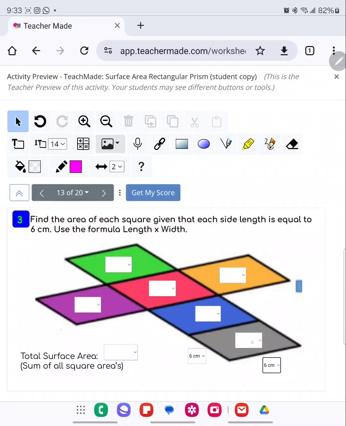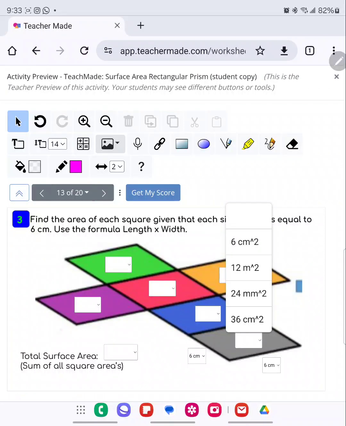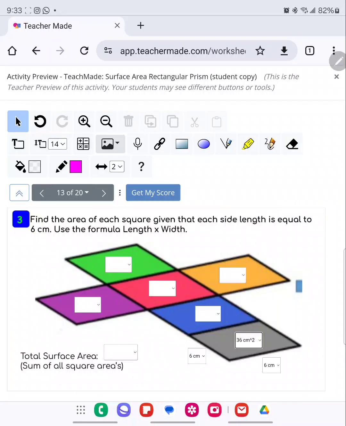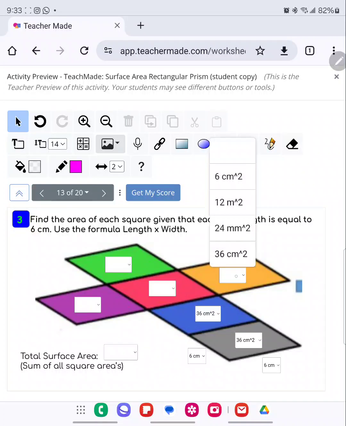6 times 6 is 36. That is the area of each square. So if you know the area of one square, then you know the area of all the squares, right? So we're going to put 36 in all of them.